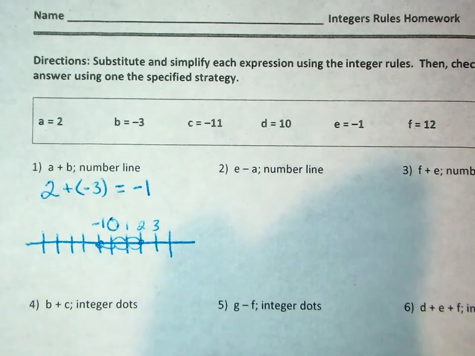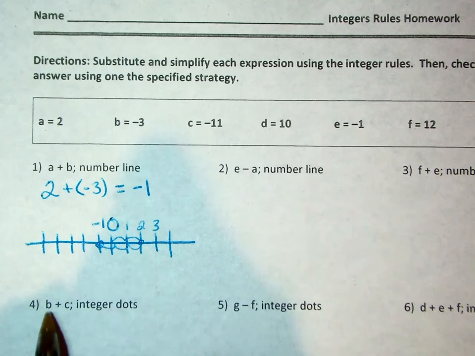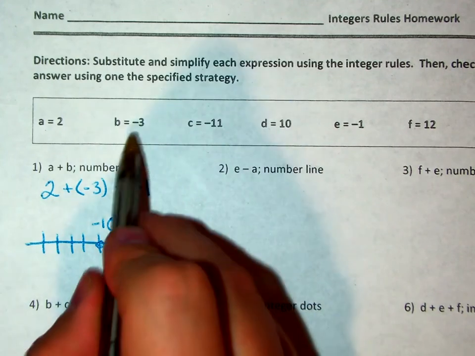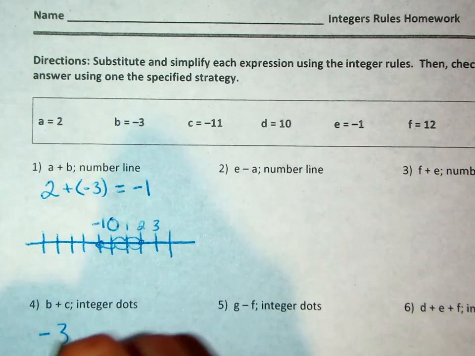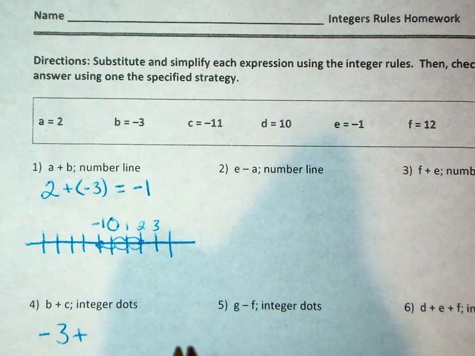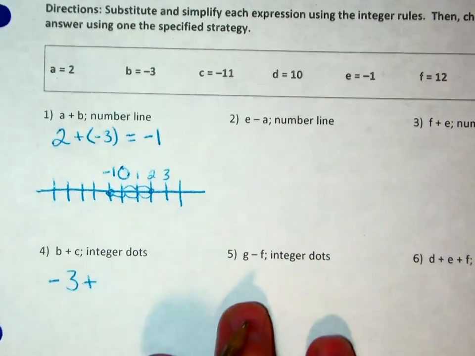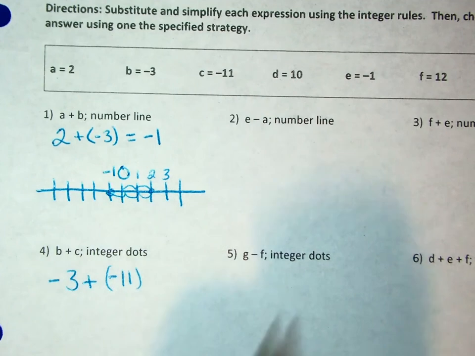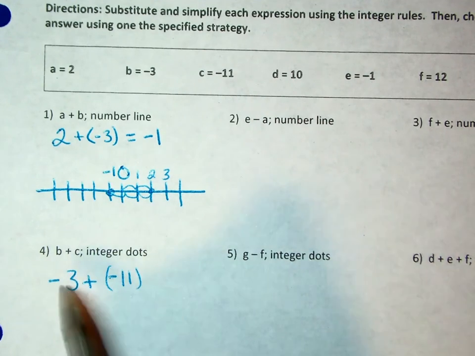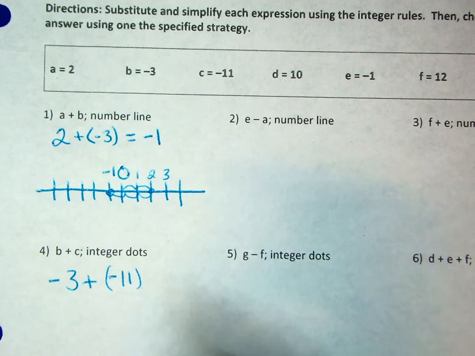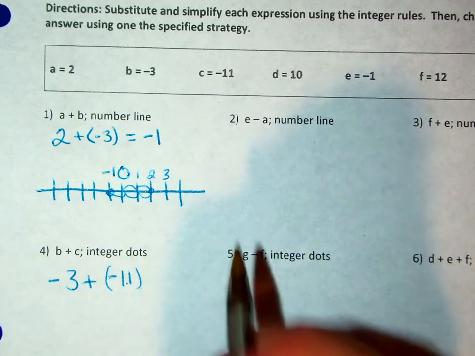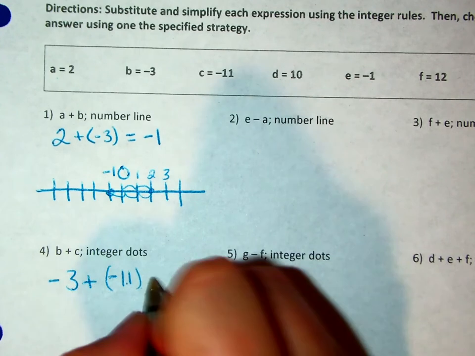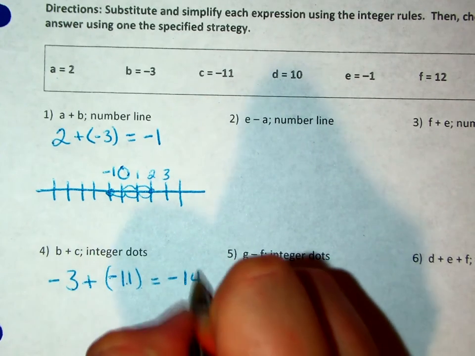Looking at problem number 4, we recognize that b is -3 plus our value of c, which is -11. So this time I have 2 negative values, so I just need to add the values together. 11 and 3 is 14, and I keep the negative sign. So my solution is -14.